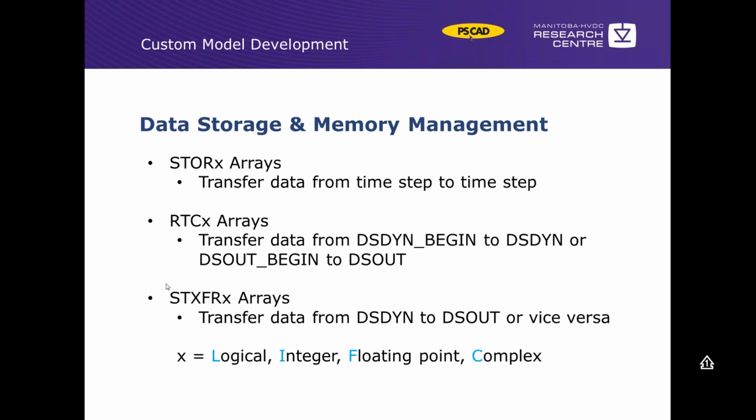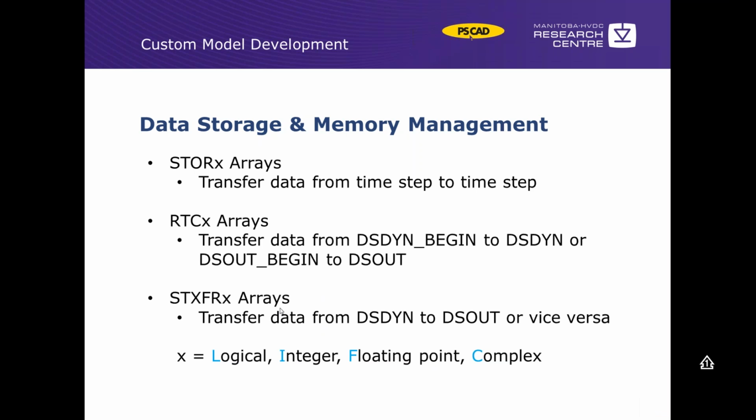The last array is really new, but actually we needed this array in creating black boxes, so that was the reason this new array came up. There's hardly any components that are using this array, but the idea here is to transfer data from DSDYN to DSOUT or DSOUT to DSDYN.